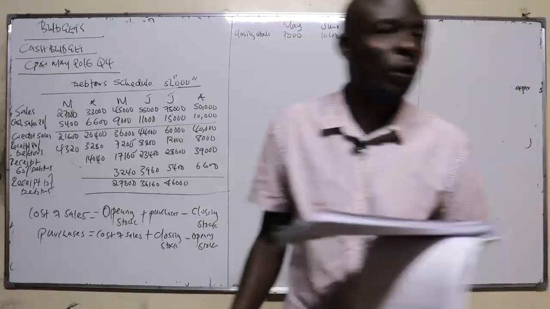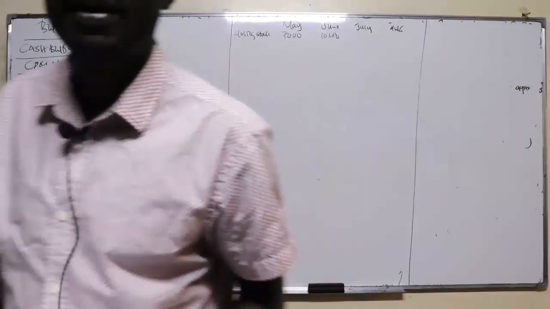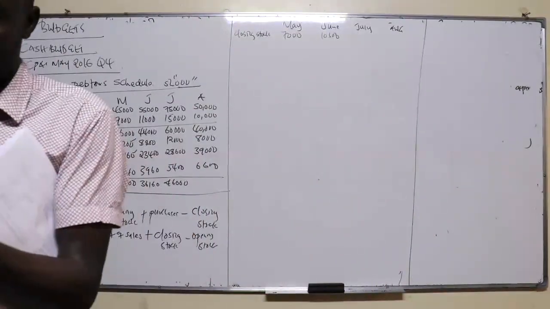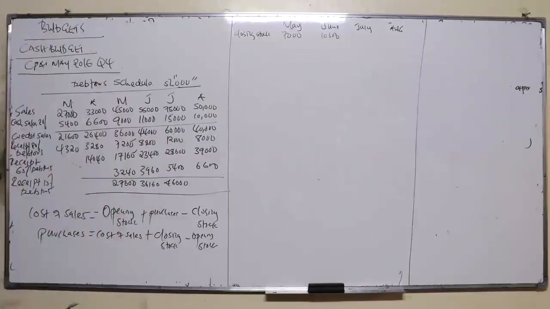We say closing stock in any month is equivalent to 25% of the cost of sales of the following month. The closing stock now in May will be 25% of the cost of sales of June. So what is the cost of sales in June? 28,000. 25% of that one is how much?